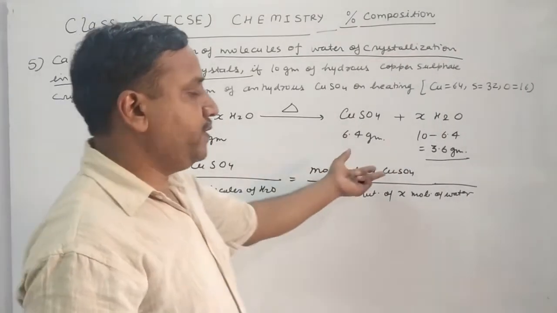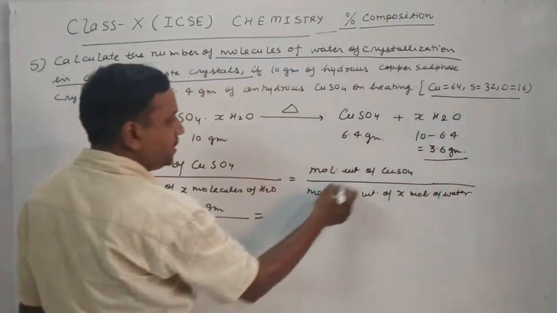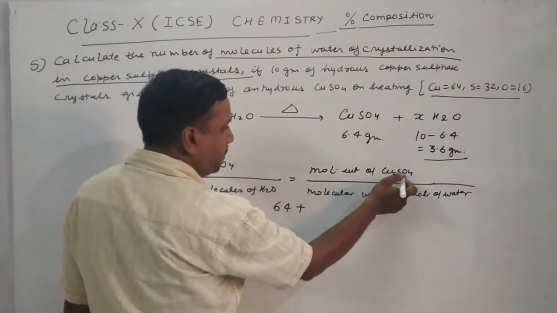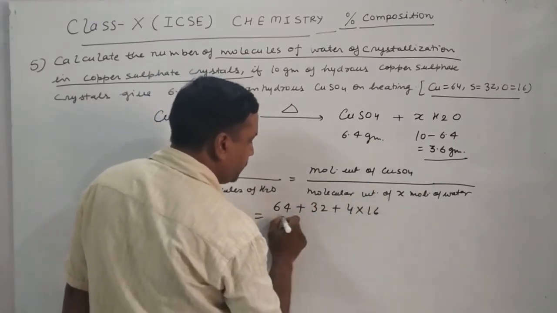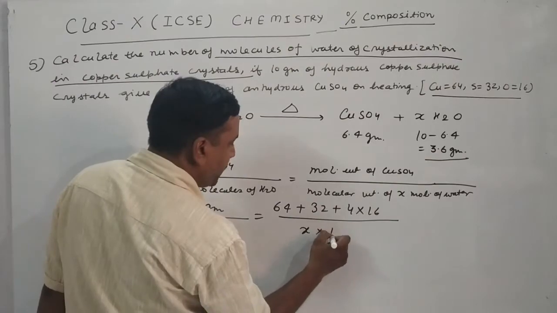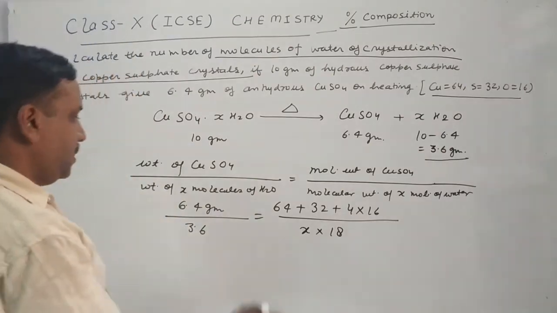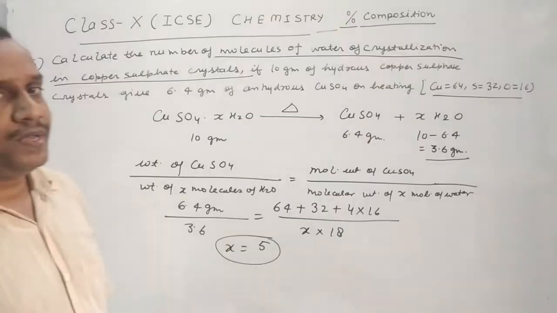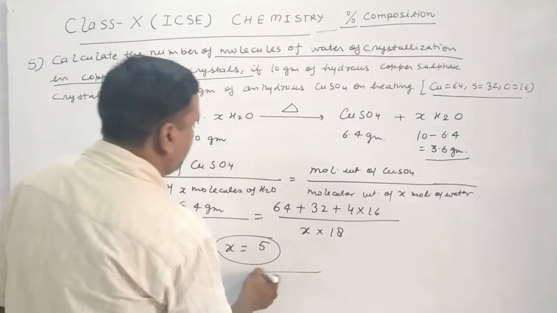Molecular weight of copper sulfate is calculated as before. For copper sulfate, you are provided the atomic weights; use these to form the molecular weight. Copper sulfate is 64 plus 1 atom of sulfur, which is 32, plus 4 atoms of oxygen, 4 into 16. Out of X molecules of water, the molecular weight is X multiplied by the molecular weight of water, which is 18. So on cross multiplying, you will get X as 5. You can say that there will be 5 molecules of water of crystallization in CuSO4.XH2O.